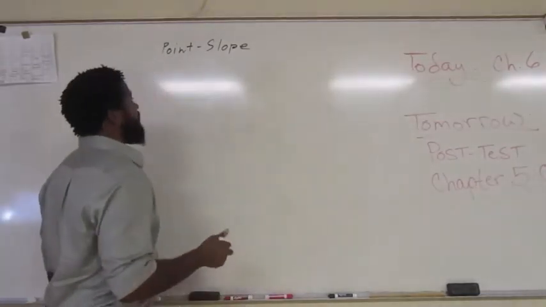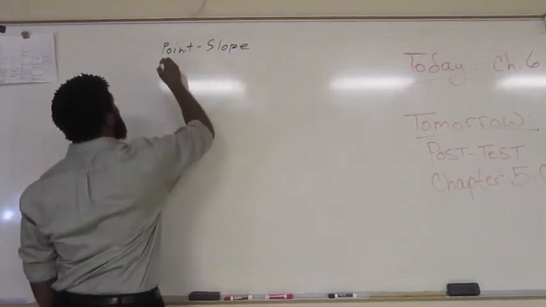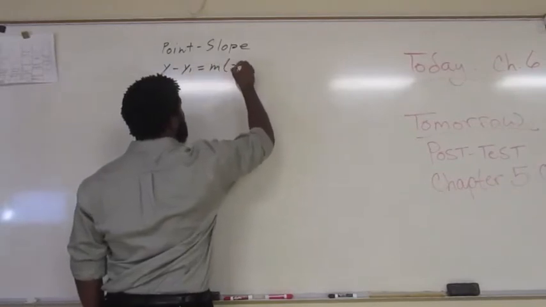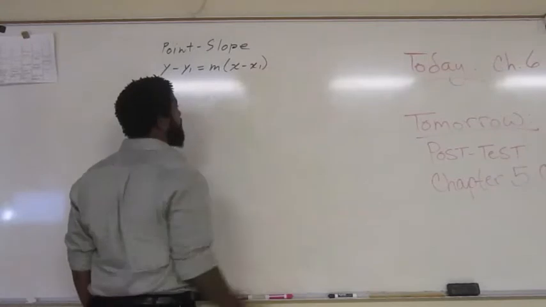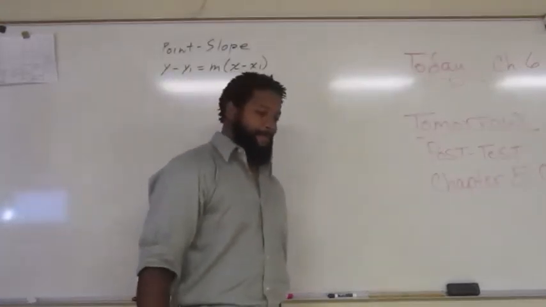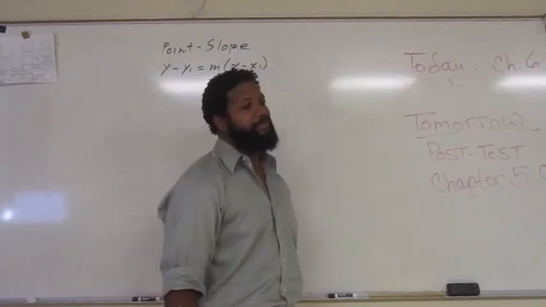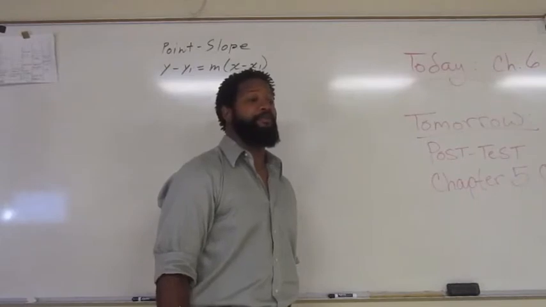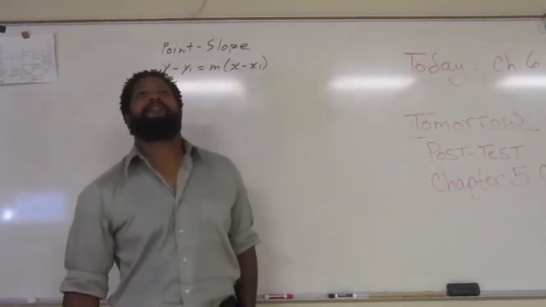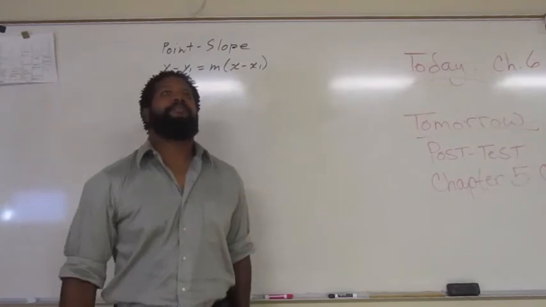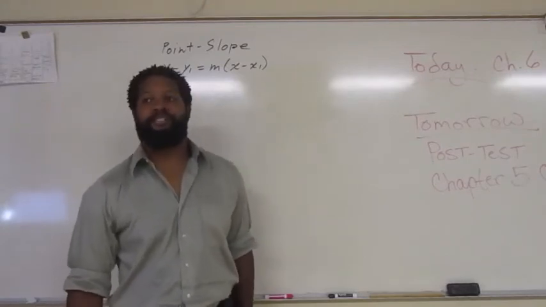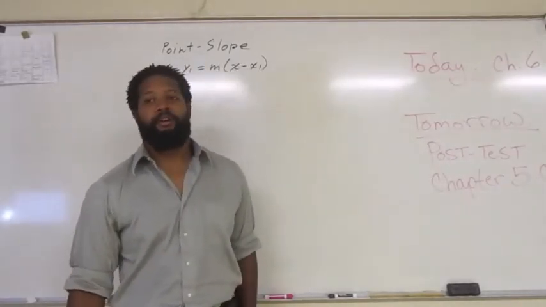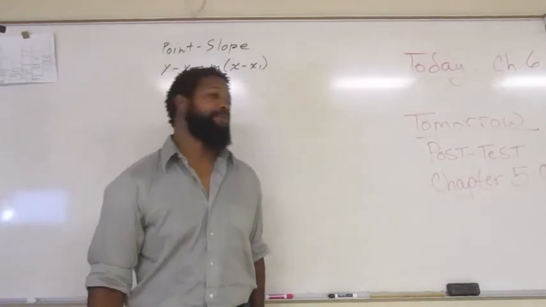So, point slope form is y minus y1 is equal to m times x minus x1, okay? Now, point slope form seems a little bit harder, but it is shorter. But slope-intercept form is a little bit longer. All right? But they both will get you there.